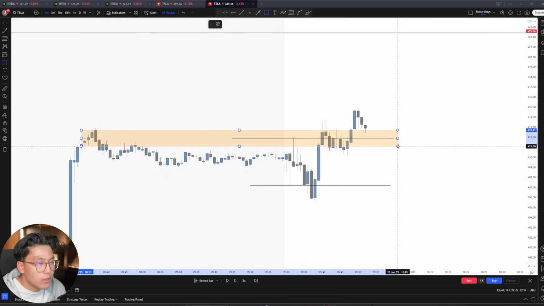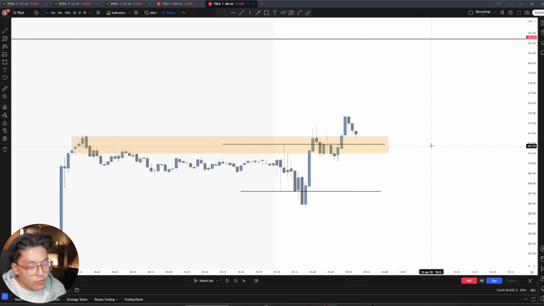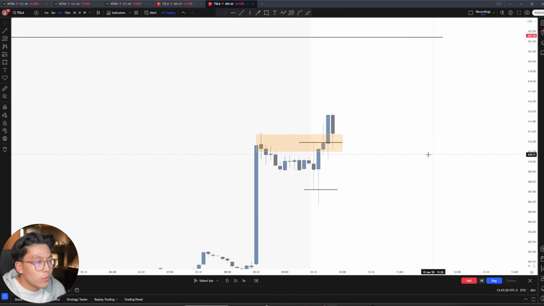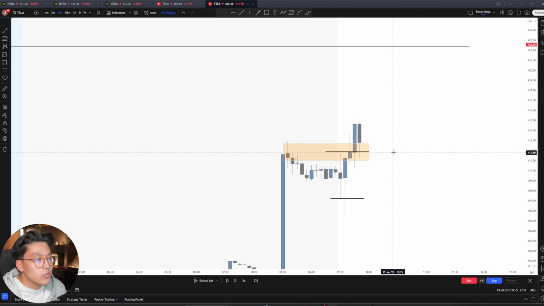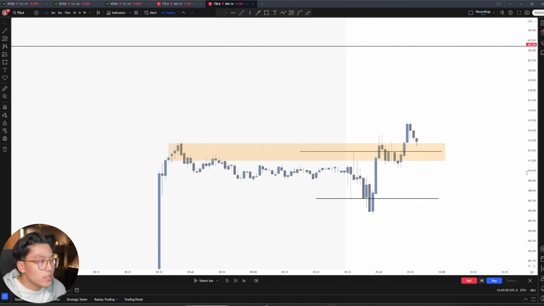So we can actually mark out this whole general area. Now, if we flip back onto the 5-minute time frame really quickly, you can see that price is now having a strong candle close above your 5-minute opening range. So that's where we can be looking for long positions on Tesla.